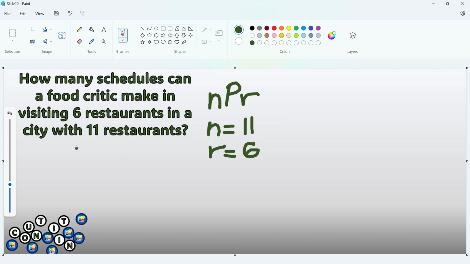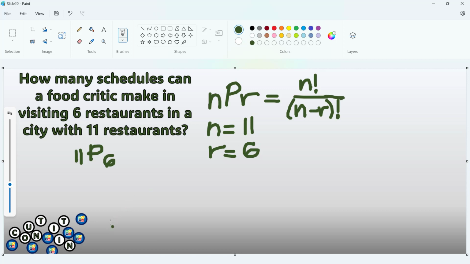Now in your calculator, if you're having one, if you input this, automatically you will get the result. But of course, if you would like to have a complete solution, for these values of your n and r, you will have the formula n factorial over, in the denominator, n minus r, then you will take its factorial.